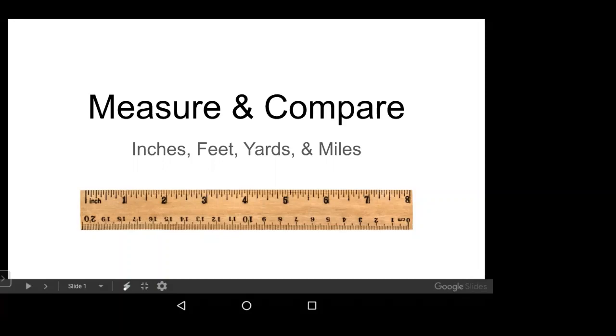Okay, so we are starting something a little bit new this week. We're going to be doing measurements. This is part of our geometry standards, measure and compare. We're going to do inches, feet, yards, and miles today, and then Wednesday the video will be over the metric system. So let's just dive right in.